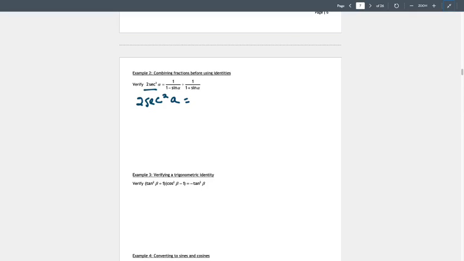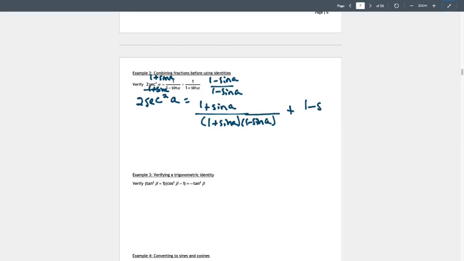When I get a common denominator, I'm going to be multiplying the fraction on the right by 1 minus sine alpha over 1 minus sine alpha. And I'm going to be multiplying the one on the left by 1 plus sine alpha over 1 plus sine alpha. Okay, so when I do that, I'll be left with 1 plus sine alpha over that common denominator. And then plus the other one, 1 minus sine alpha over that common denominator.